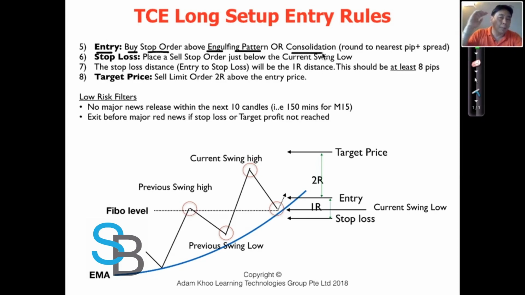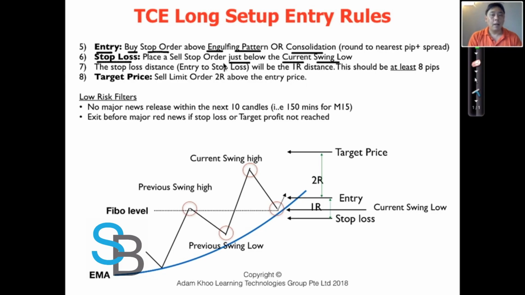And you can put it right above the high, rounded to the nearest pip, plus the spread. Okay, so plus the spread. So if the spread is 1 pip, put it 1 pip above the high. If it's half a pip spread, put it half a pip above the high. Okay. Next, where do we place our stop loss? We'll place our stop loss just below the current swing low.